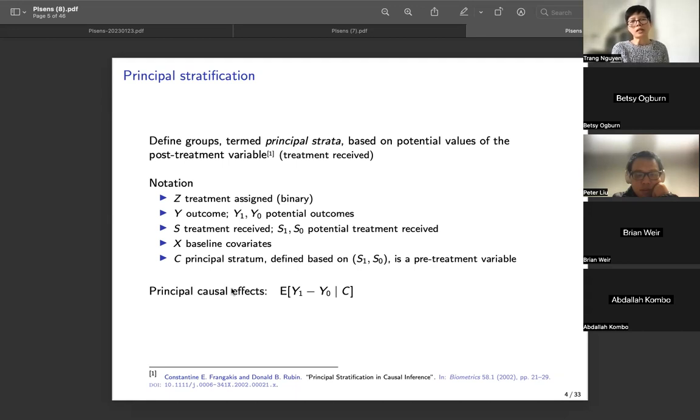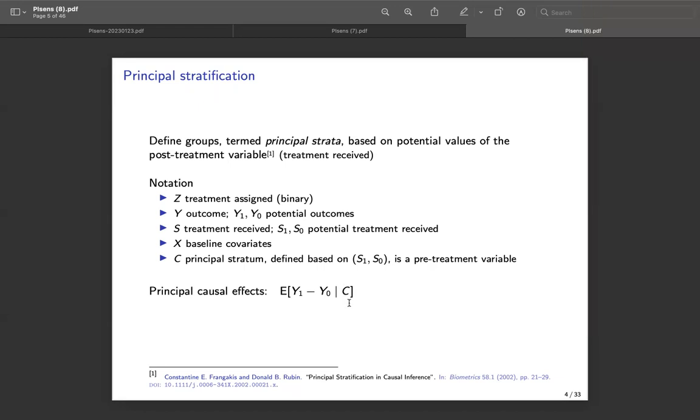So then it makes sense to think about effects within the strata. So the principal causal effects are the effect of treatment assigned, but considered within subgroups of the population that are the same in C.